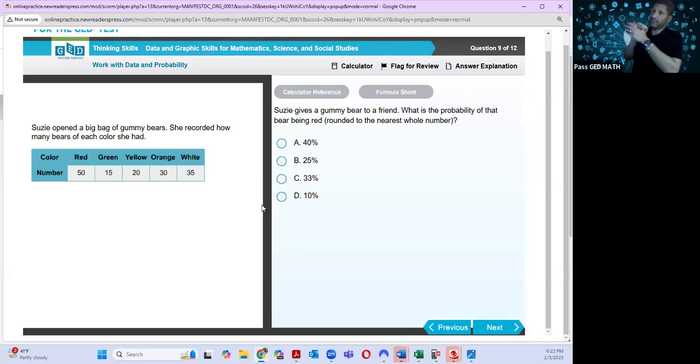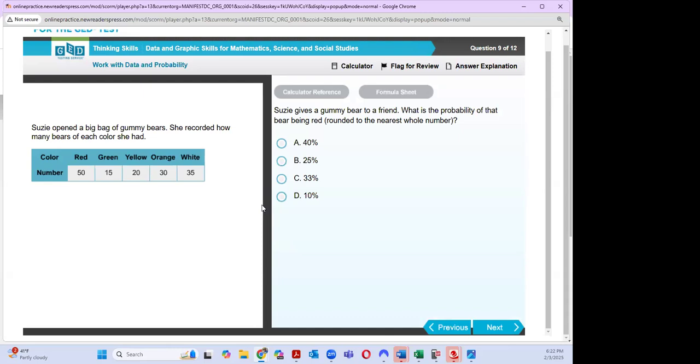Susie gives a gummy bear to a friend. What's the probability that the bear is red? That's not too bad. Red, it's just the same numbers. So it would be 150 over... no, it goes in the bottom. So it would be 50 over 150.